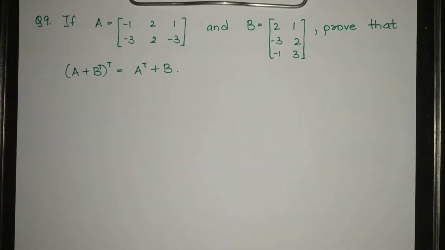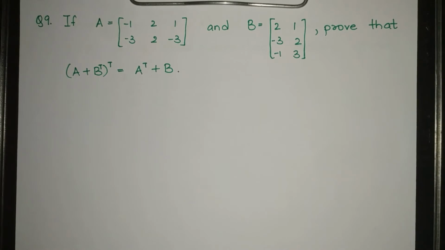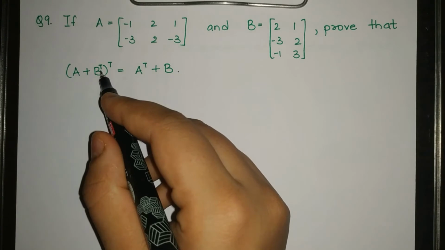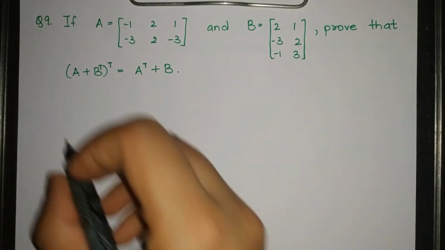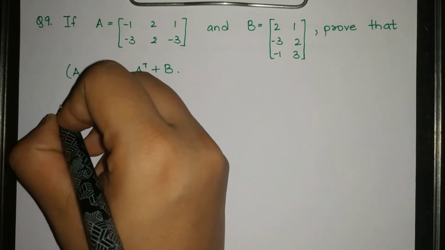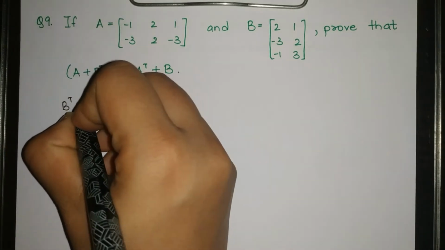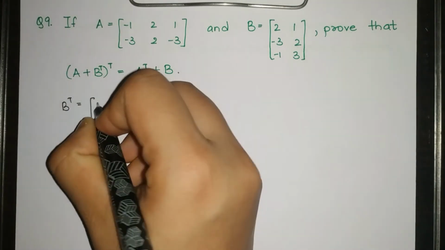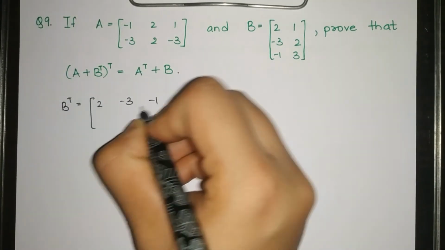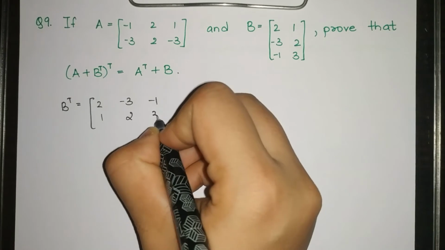Let us solve the 9th question. In the 9th question, we have A and B, and we have to prove that A plus B transpose, the whole transpose, is equal to A transpose plus B transpose. तो first of all हम लोग B transpose calculate करते हैं. ठीक है, तो B transpose is going to be 2 -3 -1 1 2 and 3.